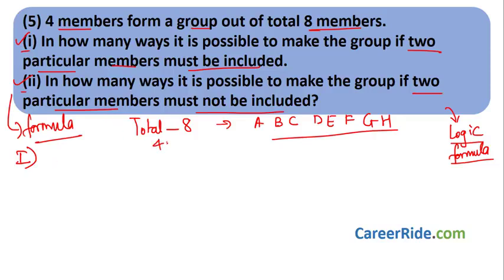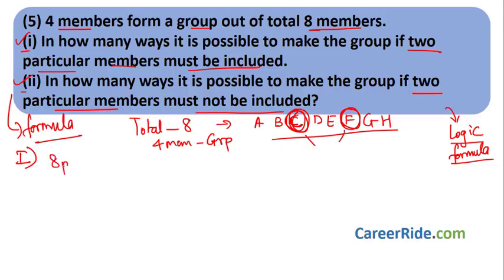At the start they say 4 members must be in the group, but the condition in the first case is that 2 particular members must be included always, correct? Let us assume that member C and member F, both these members have to be included compulsorily. So 2 places have been occupied by these. How many places are remaining?